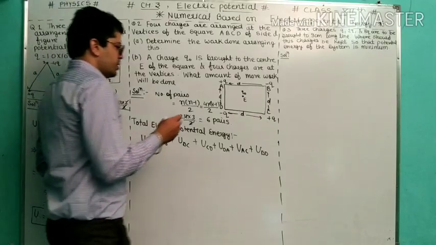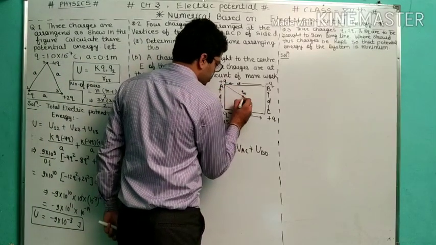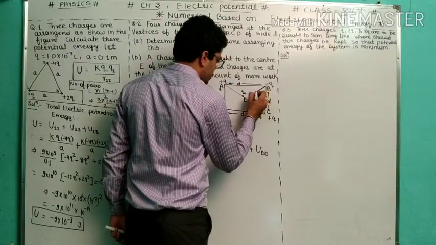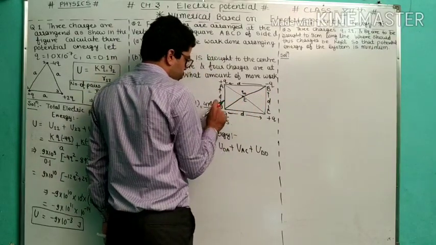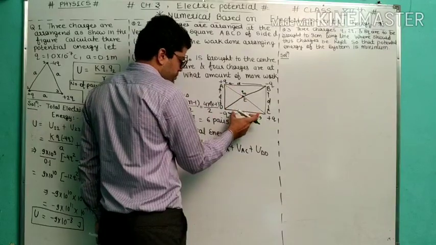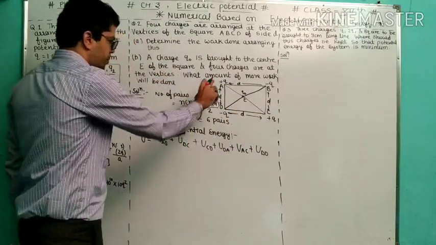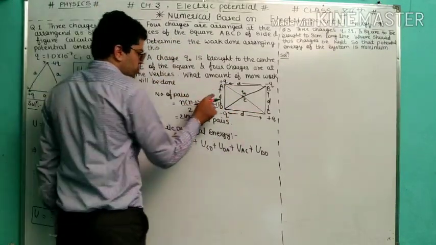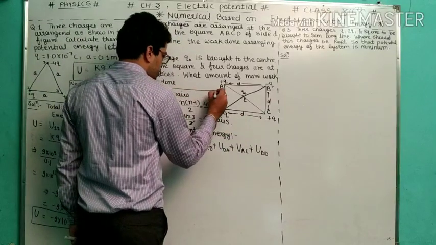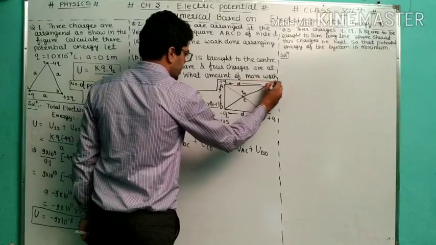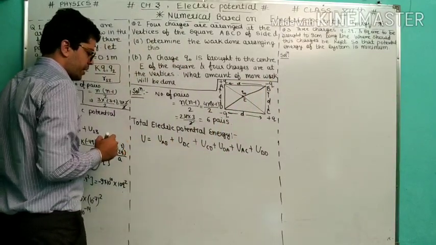But now the problematic condition: we have to find out this distance also. We want this distance also. As you know, in a square the diagonals are equal. This is your perpendicular, this is your base. This is your perpendicular and this is your base. So you know that by using the Pythagoras theorem, we can easily find out the distance of the hypotenuse.